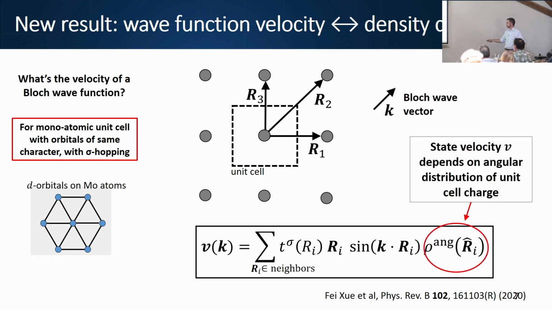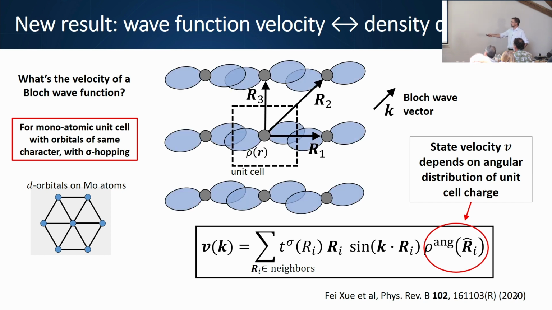And finally, we get this angular dependence of the charge density. So, for example, if we had a charge density which looked like this, the wave function wouldn't be along the Bloch wave vector, but would be preferably along this horizontal direction.